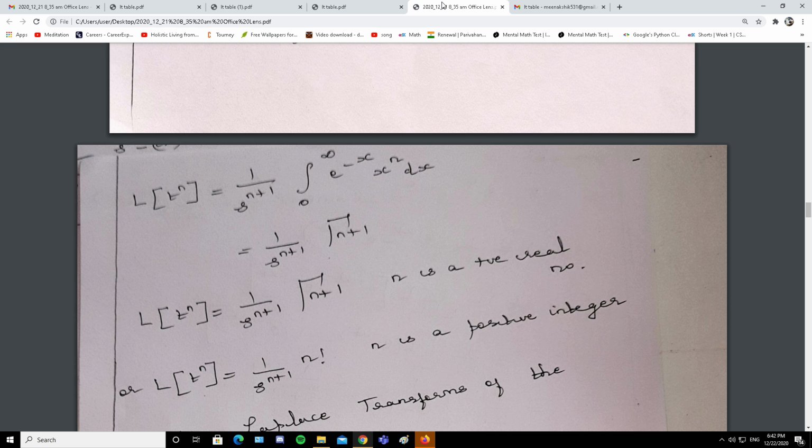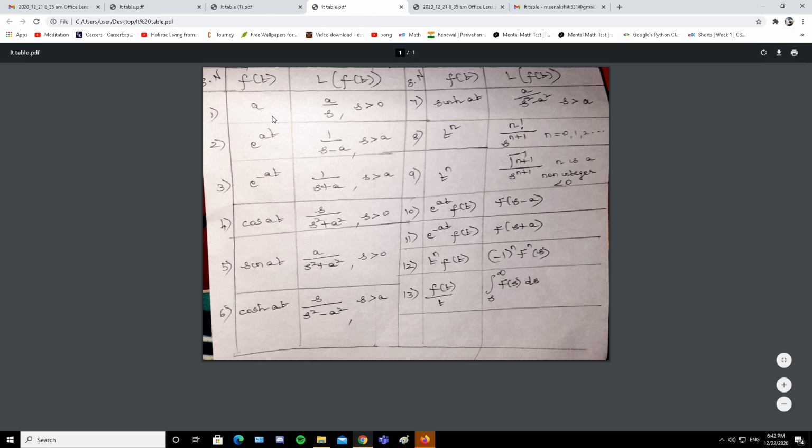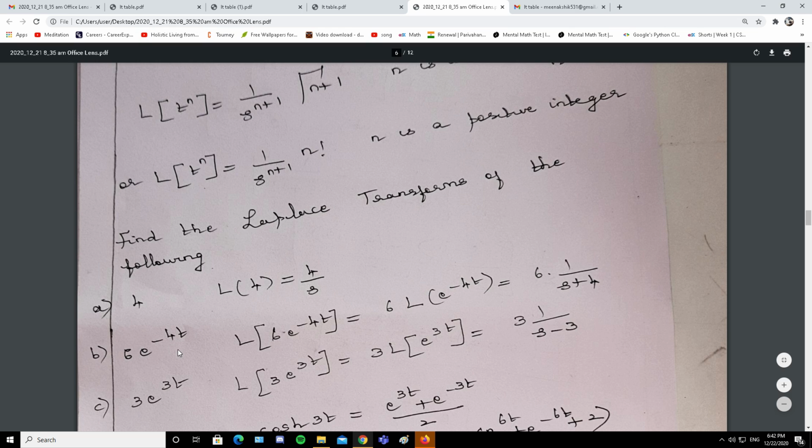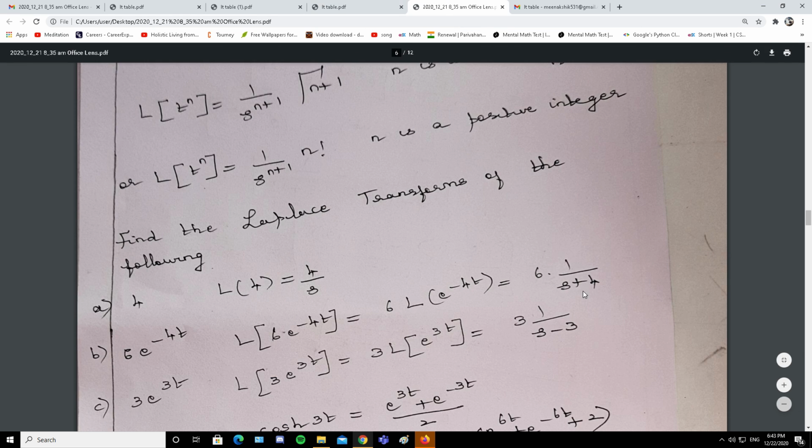Now we will look into problems. Find the Laplace transform of the following. First one, 4. 4 is a constant function, so Laplace of 4 is 4 by s. Second one, Laplace of 6 e power minus 4t. Take 6 out: 6 times Laplace of e power minus 4t. What is Laplace of e power minus 4t? 1 by s plus a, so 1 by s plus 4. So 6 times 1 by s plus 4.